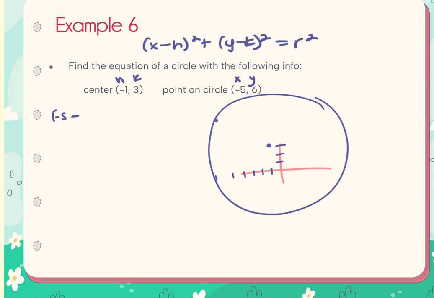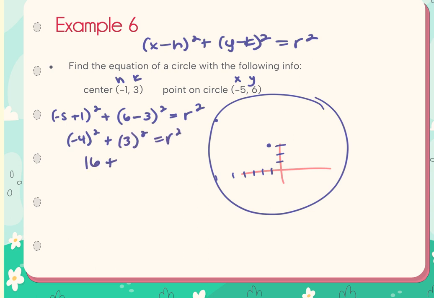-5 minus a -1 becomes +1 squared, plus 6 minus 3 squared equals r squared. Biggest mistake people make here is forgetting to square them. So now -5 plus 1 would be -4 squared. 6 minus 3 would be 3 squared. And I'd get 16 plus 9. 25 equals r squared. And r would equal 5.